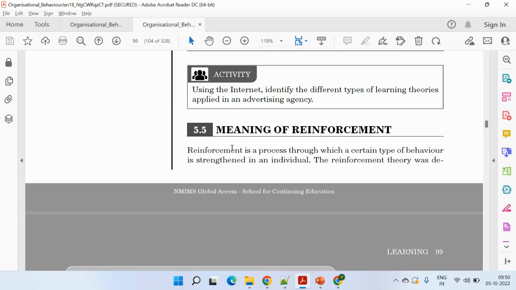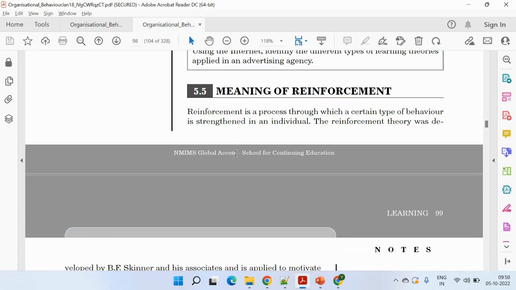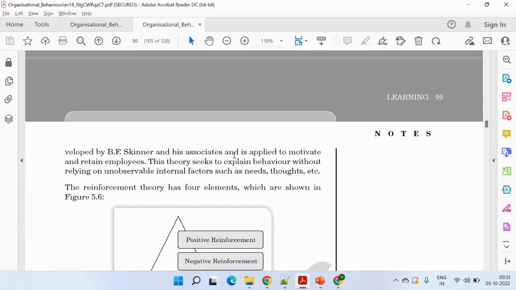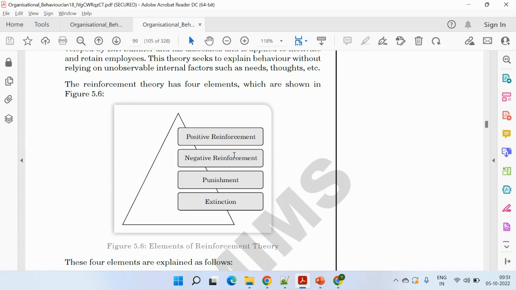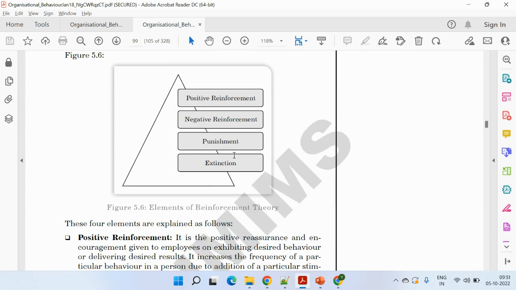So if we go to page number 98, we can see that firstly it is being asked about the meaning of reinforcement. It is a behavior. It's basically a process where a certain kind of behavior is being strengthened in an individual. There are four types of reinforcement. One is positive, second is negative, third one is punishment, and the fourth one is extinction.